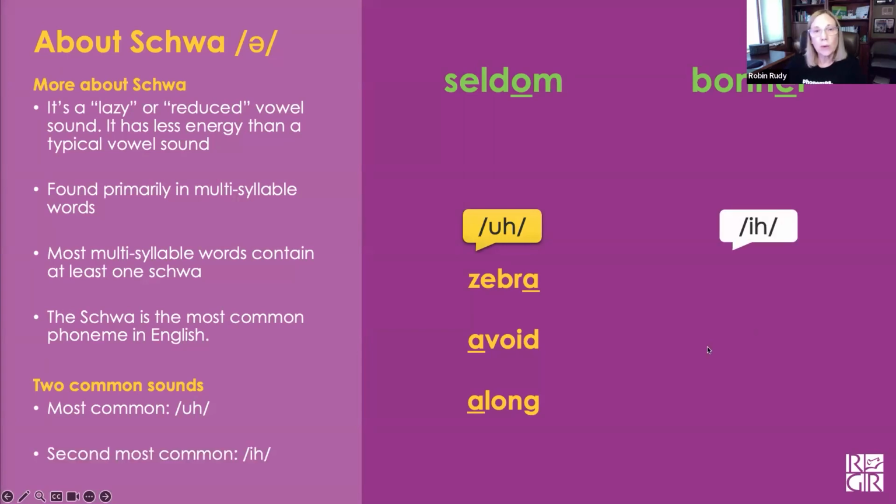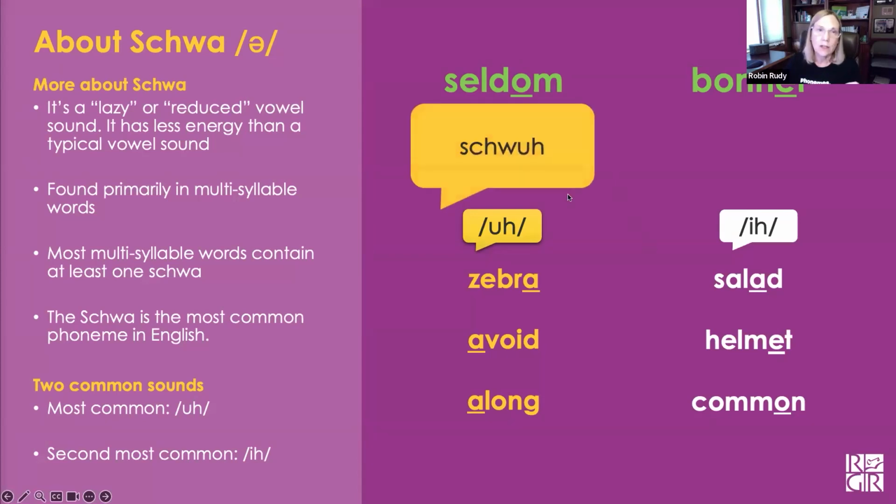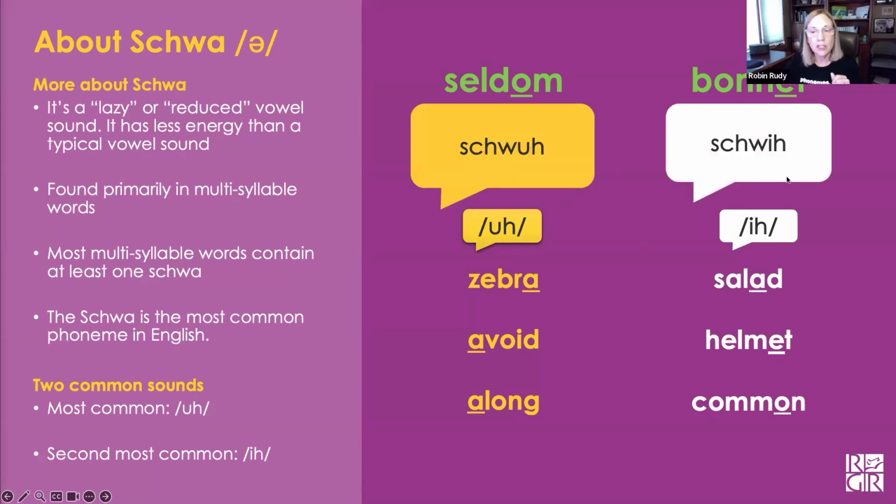Another common sound of the schwa is I. It's what we heard when we read the word bonnet. This sound happens in words like salad, helmet, or common. In each of these words, we hear that vowel phoneme flexing to this unexpected, slightly lazy, reduced phoneme, I. So for our discussion today, we're going to label these two phonemes. When we hear a word flexing to the uh sound, we're going to call it a schwa. When we hear it flexing to the I phoneme, we're going to call it a schwi.